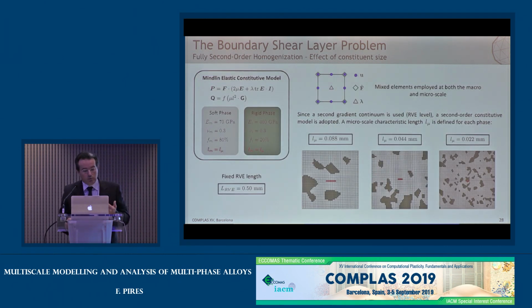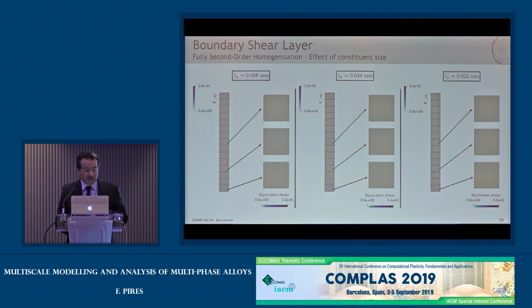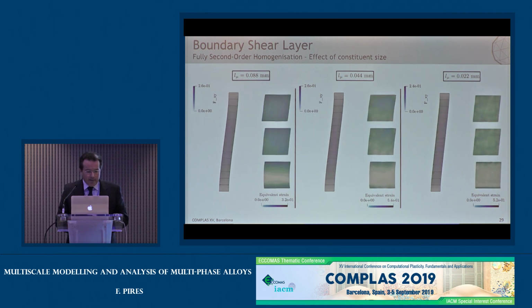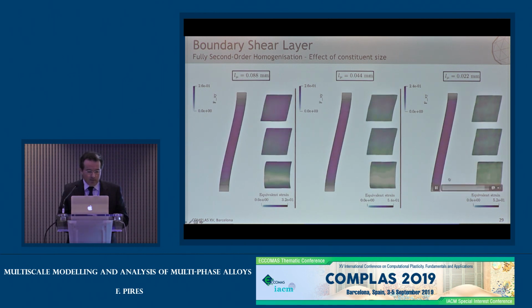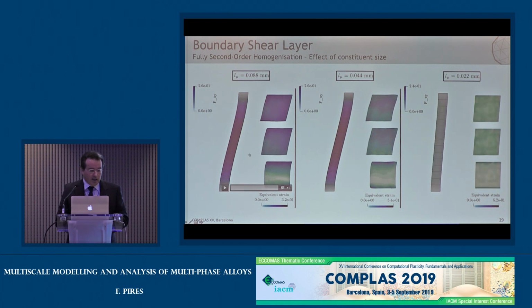If we then go to the second order formulation, also at the micro scale, and we're now using the micromorphic elastic constitutive model with the same 3 sizes, and I'll run exactly the same simulation, what we'll see, and that will become slightly clearer in this picture, is that for the smaller constituent size, we get almost a linear deformation, and for the largest constituent size, we get a more quadratic variation.